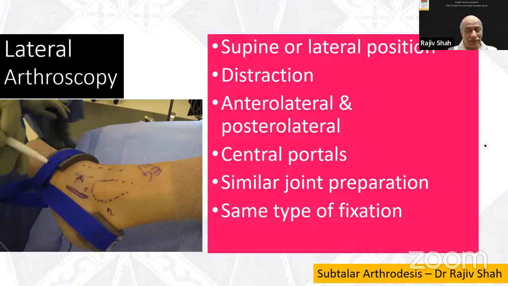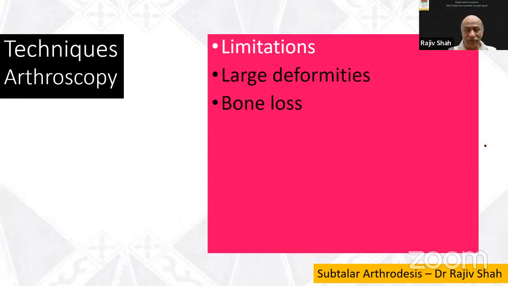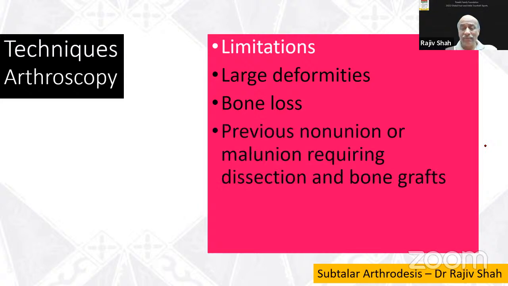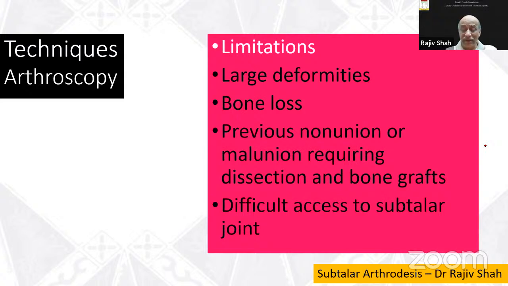approach. For lateral arthroscopy, it is the lateral position which is preferred. You put in an anterolateral and posterolateral portal, sometimes a central portal. In a similar way, you prepare the joint, and the same type of fixation is done. Arthroscopic arthrodesis has limitations: large deformities cannot be tackled, bone loss cannot be tackled. Previous non-union or malunion would require distraction and bone grafting that cannot be done arthroscopically, and there is difficulty of accessing the subtalar joint, and there is a learning curve for this arthroscopic technique.